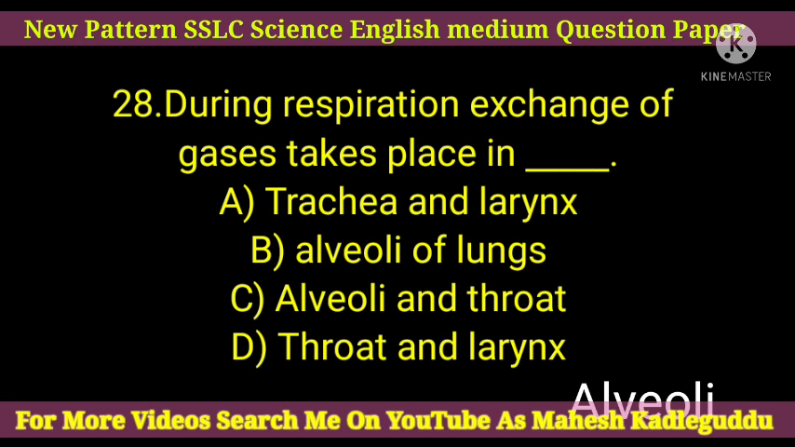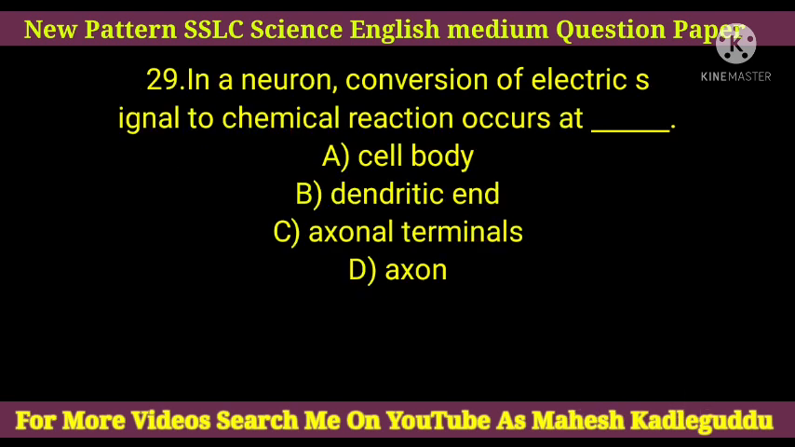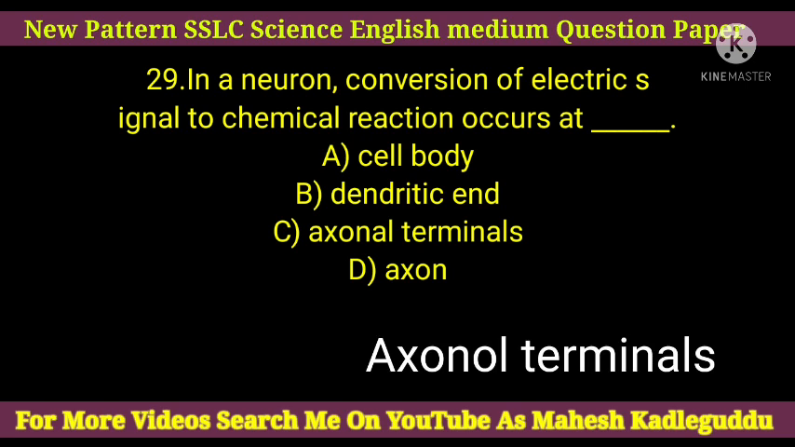Next, 29th question. In a neuron, conversion of electric signal to chemical reaction occurs at cell body, dendritic end, axonal terminals and axon. In a neuron, conversion of electric signal to chemical reaction occurs at axonal terminals. Option C is the right answer.